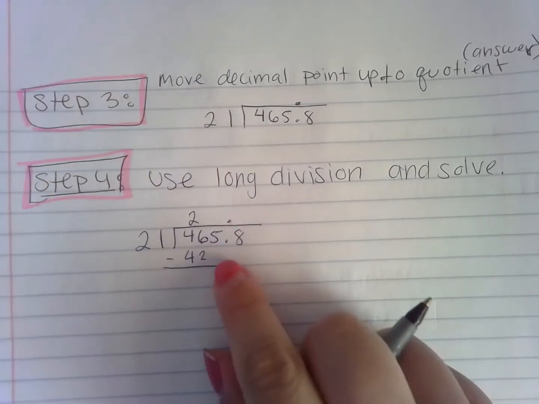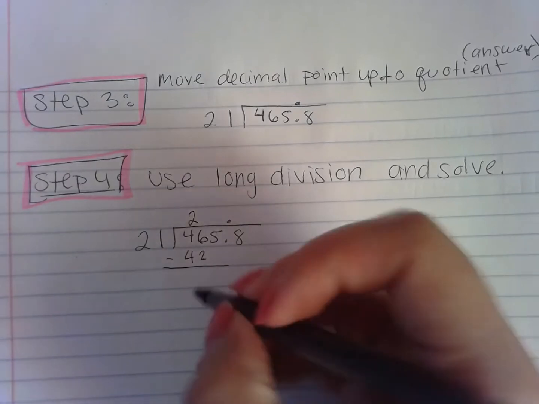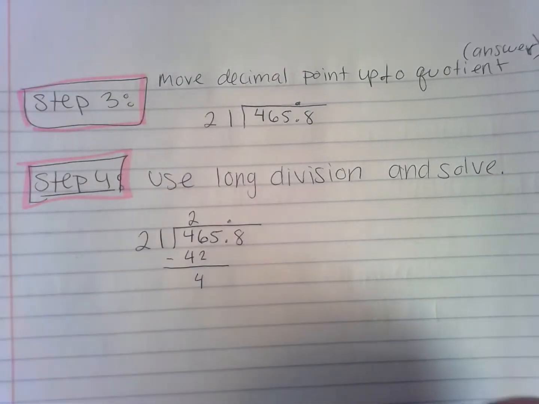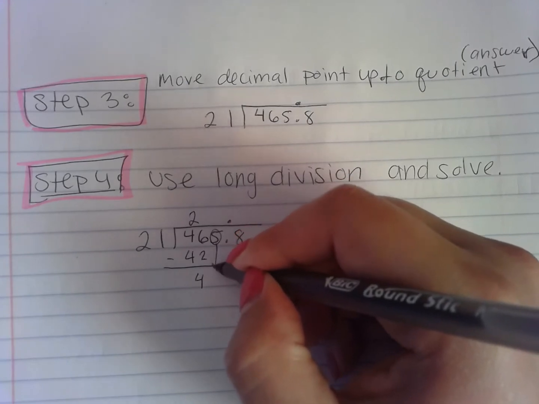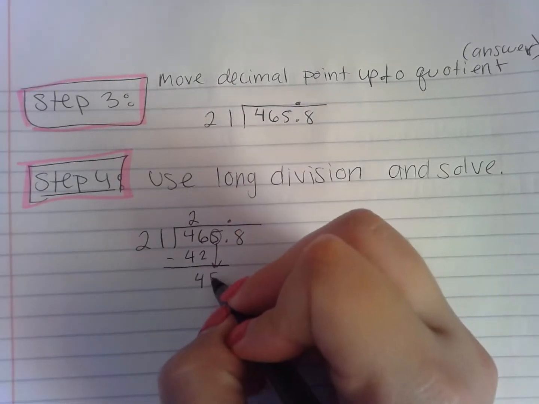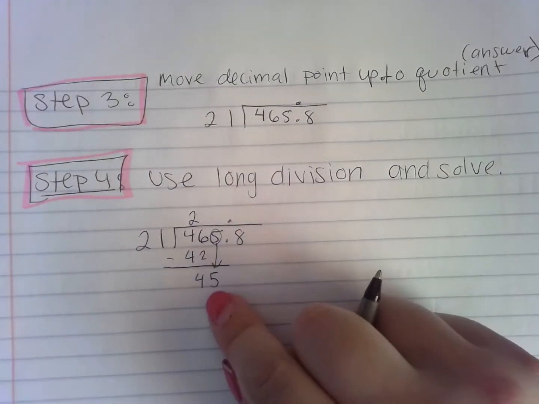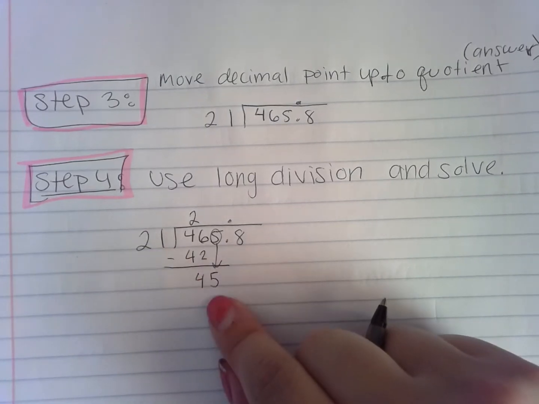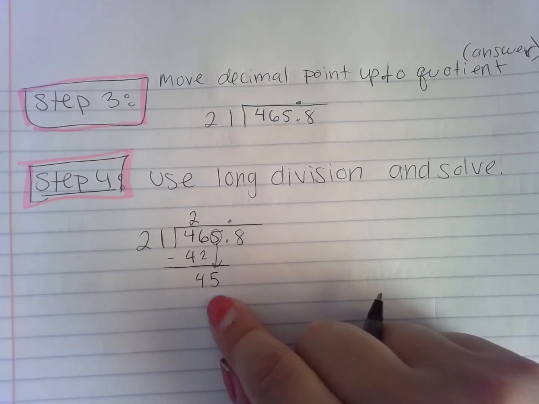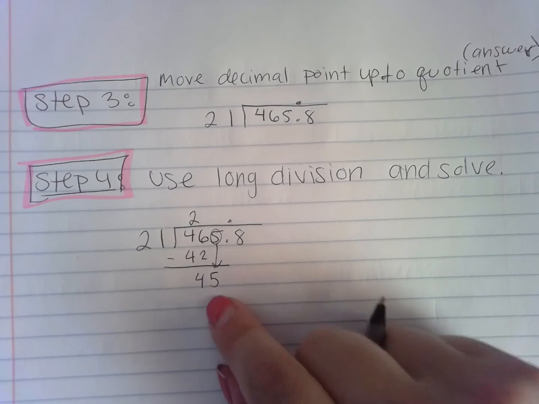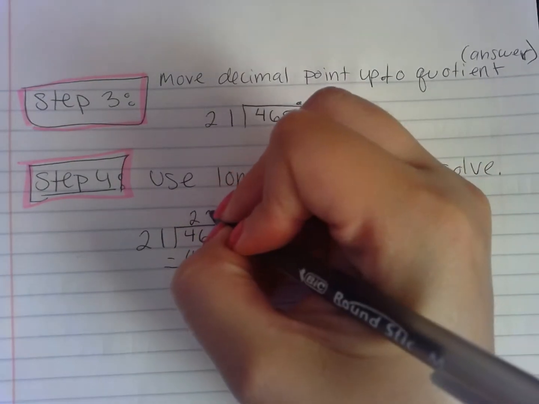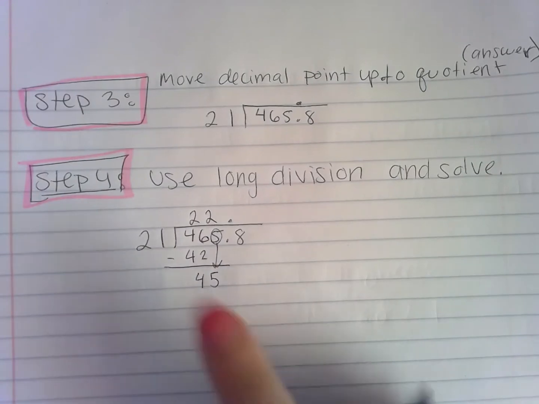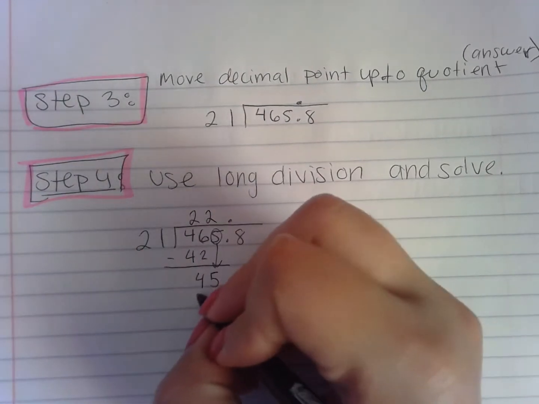And I'm just going to subtract this. 46 minus 42 will just give me 4. By the rules of long division, I can take the next number and bring it down. That would give me 45. Same idea. How many times does 21 go into 45? Like I said, 21 plus 21 gives me 42. So that means I can place a 2 there. 21 times 2 gives me 42.